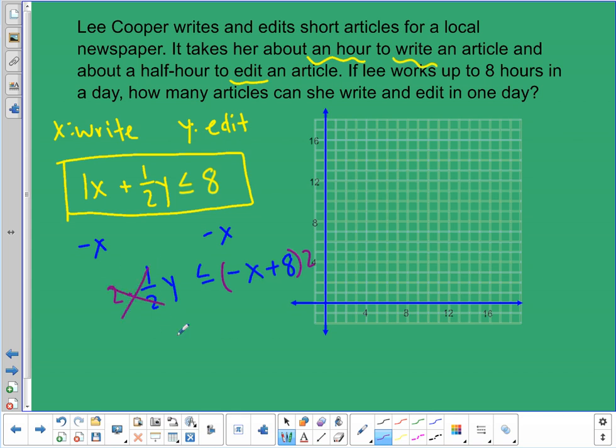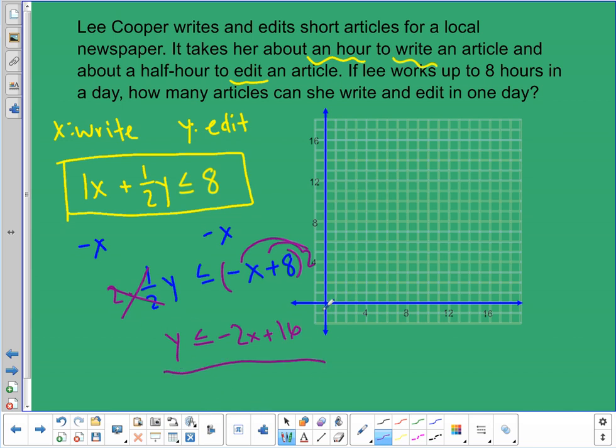So that's going to cancel that. That leaves me with y, which is good. Then I'm going to be less than or equal to still because I multiplied by a positive. I don't need to flip my sign. I distribute this 2 over here. That's negative 2x plus 16. All right, so that is the equation that I'm going to use to graph.